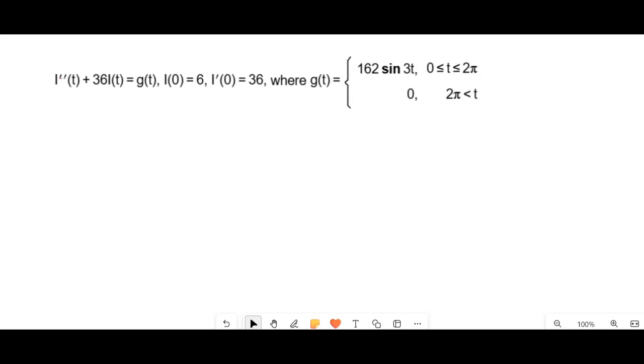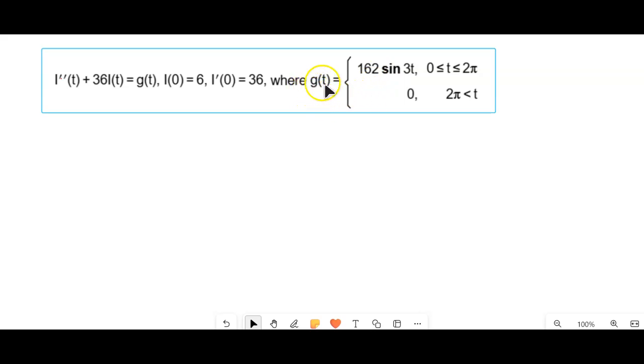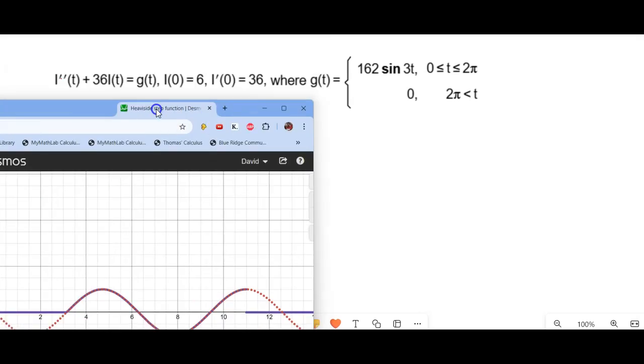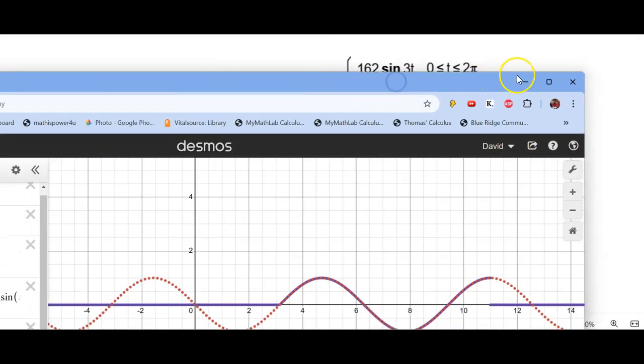All right, differential equations class. This last problem type that we're going to look at, the Laplace transform section, is something called the Heaviside function. What this does is it allows us to take this piecewise function and make it into a single expression rather than multiple expressions. So I have this Heaviside calculator in Desmos that I made.